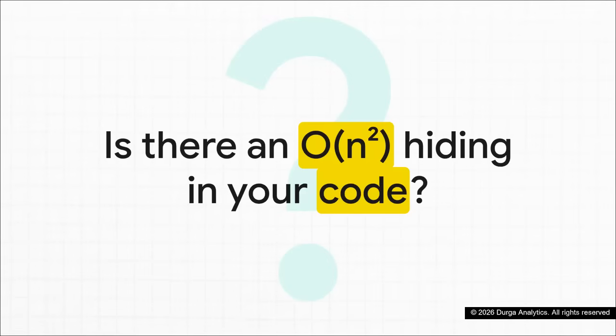Now that you've got the exact vocabulary to predict scale, I want you to ask yourself, is there an O(n squared) nested loop silently hiding in your production code right now, just waiting for the database to grow large enough to break it? Think about it. Master this framework today because in Chapter 22, we are going to apply this exact logic to master our first core data structure, arrays and dynamic arrays. It's going to be great, and I will see you there.